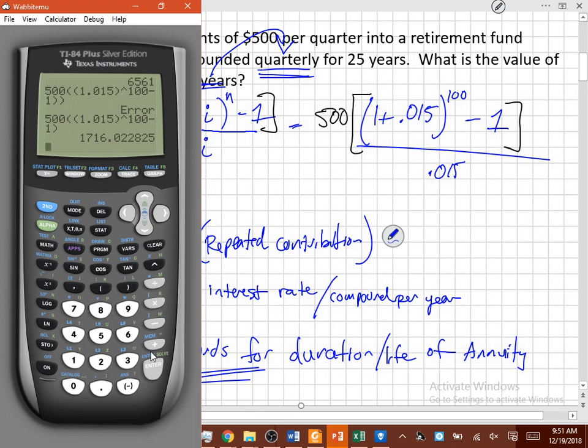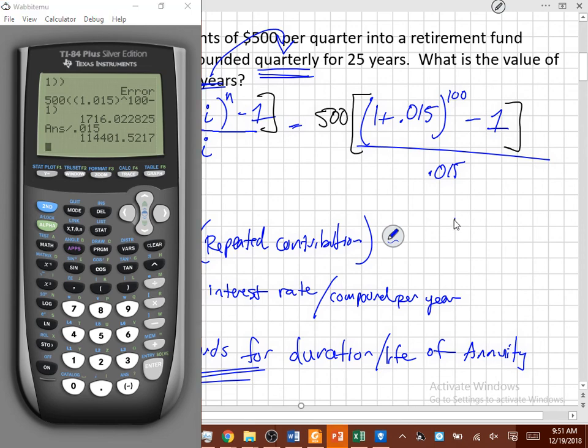So I got that. And now I'm going to divide that by 0.015. I think this is the easiest thing to do. And I get that number right there. Okay? So after 25 years, with my contributions, along with the compounded interest, I now have $114,401.52, right? Just by making that initial deposit of 500, and then continually making that every 3 months. Okay.